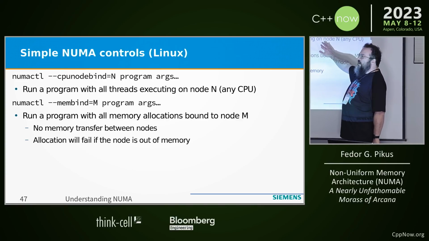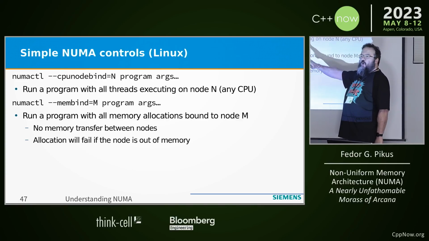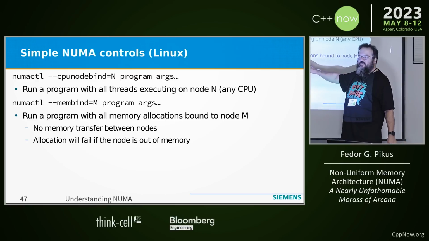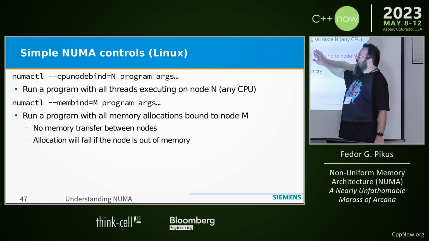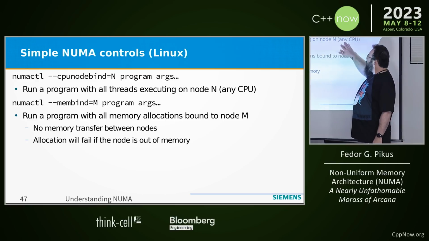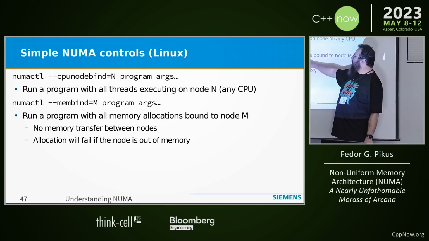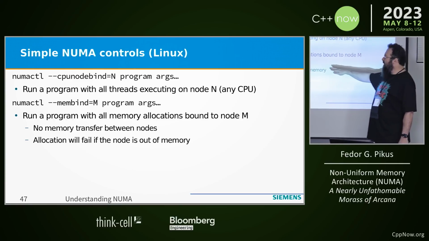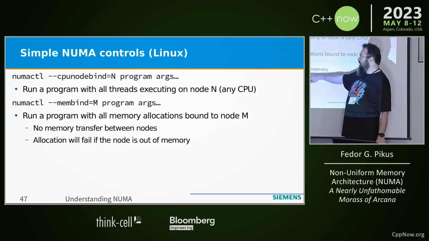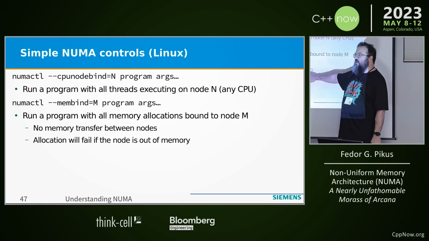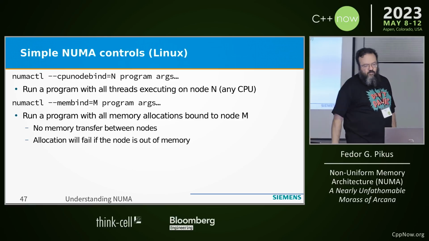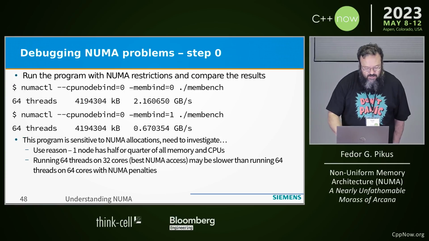So, very simple debugging, which is pretty much how all my NUMA problems that I found and solved started. Run a program with all threads pinned to a single node. Run the program with all memory pinned to a single node. That turns off memory transfers between nodes. Allocation will fail if the node doesn't have enough memory.